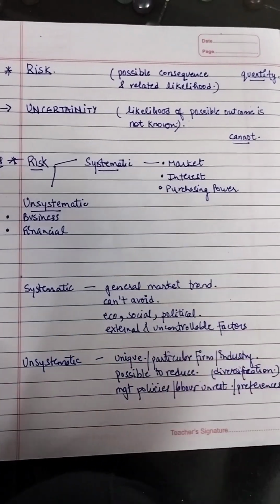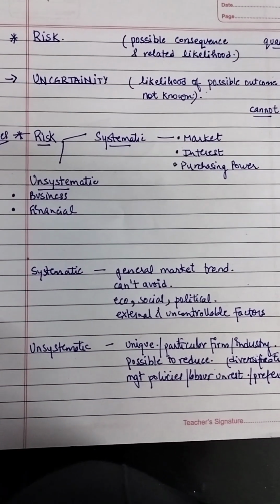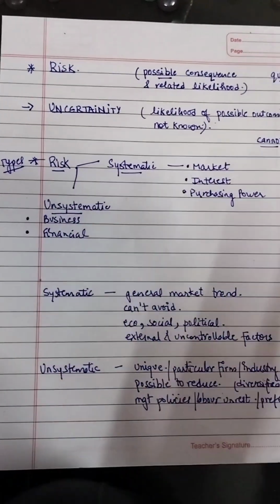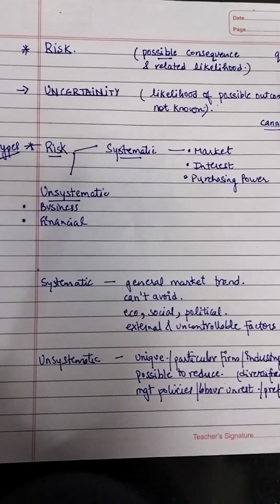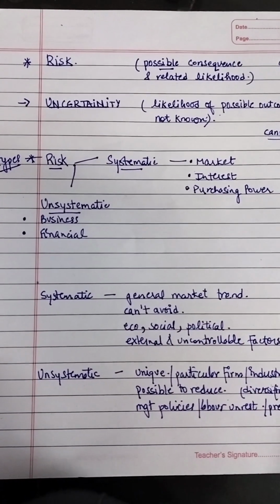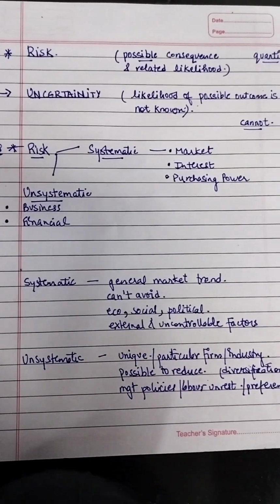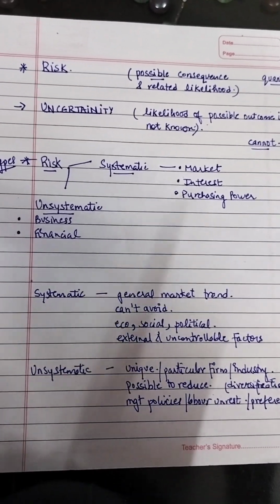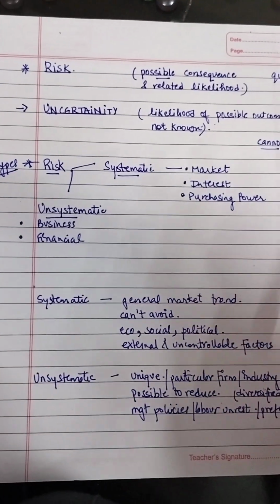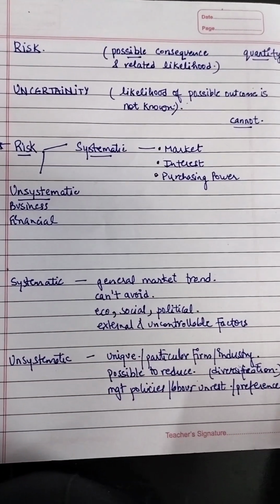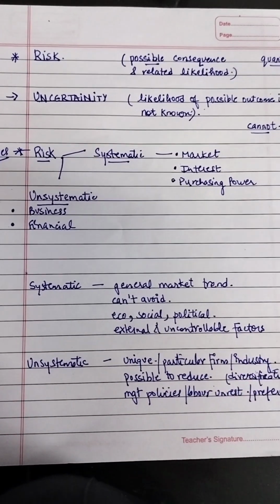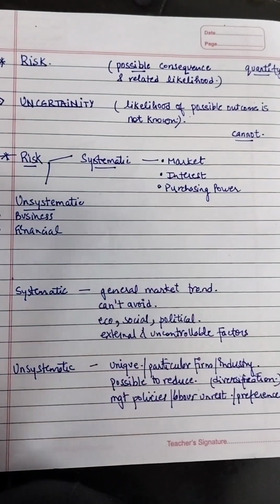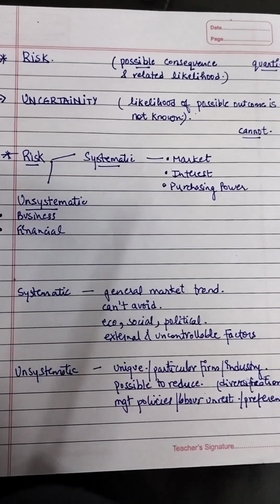Right. So first of all, it's very important to understand the difference between risk and uncertainty. Risk is a possible consequence and the related likelihood. Whenever you are investing, this is a possible thing that can actually happen. Uncertainty is the likelihood of a possible outcome which is not known. In risk, the possible consequence of what can happen is already known to us, whereas in uncertainty the possible outcome is not known to us. Similarly, risk can be quantified, whereas uncertainty cannot be quantified. So this is a basic difference between risk and uncertainty.